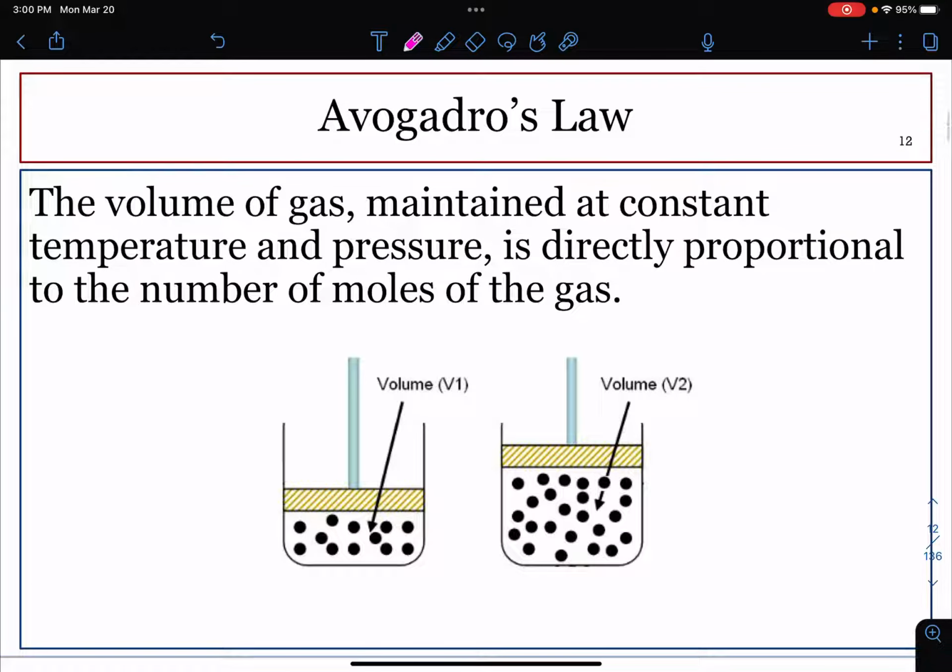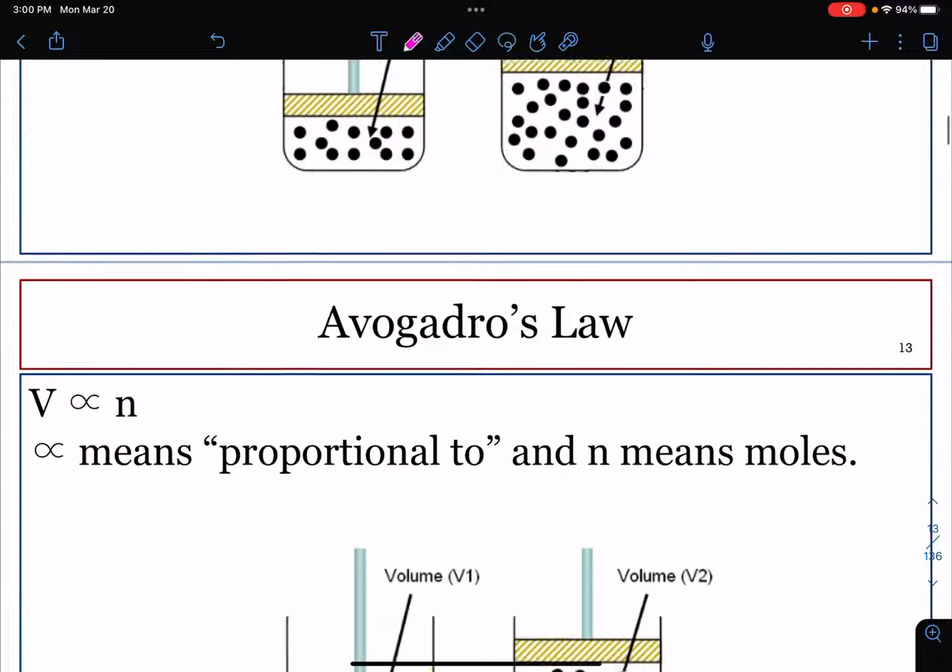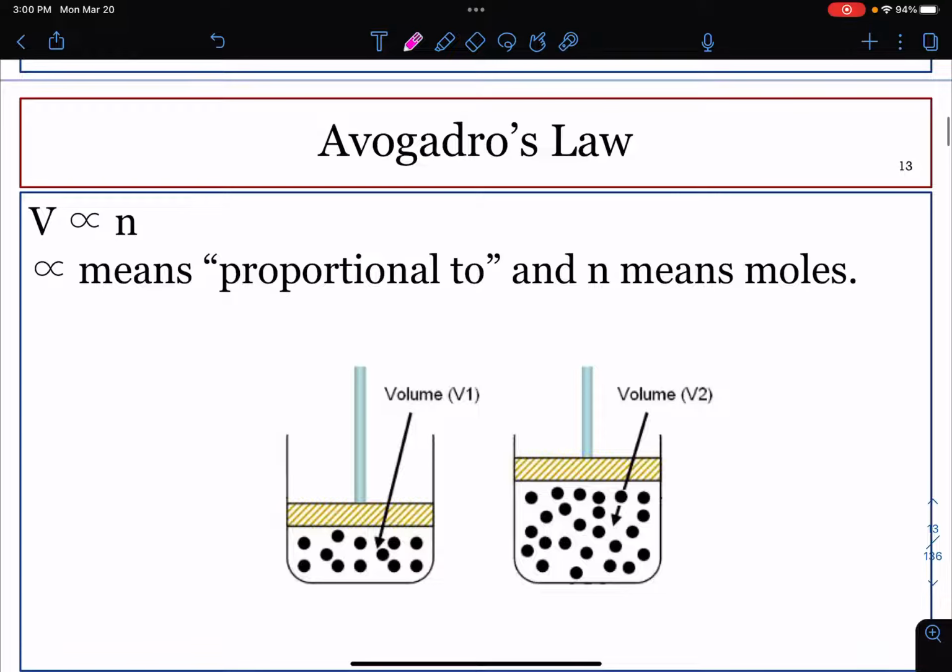Now let's look at Avogadro's law. When we have constant temperature and pressure in our system, then the volume of gas is directly proportional to the number of moles of the gas. So looking at this first picture, you can imagine we have a certain volume, and because of the certain number of particles that are in that container, we have a certain pressure and temperature as well.